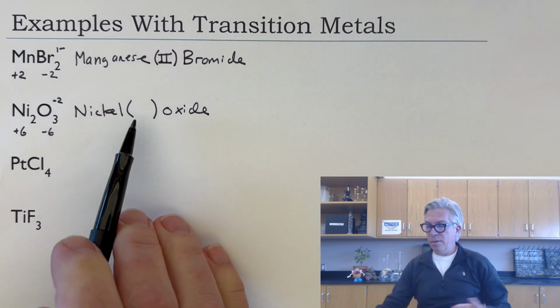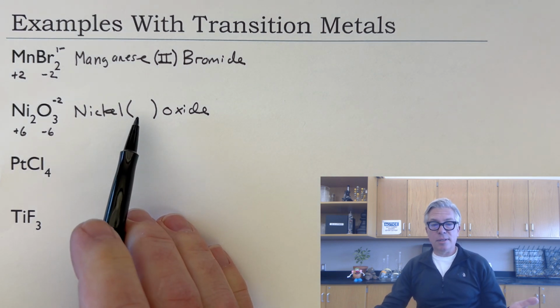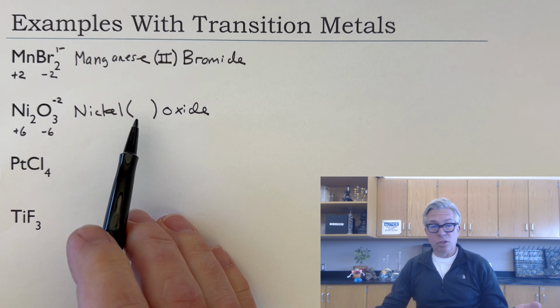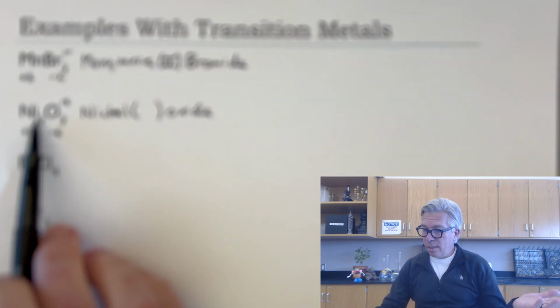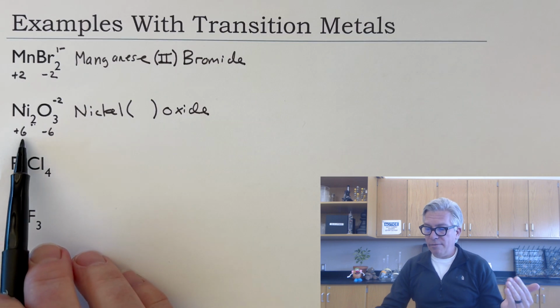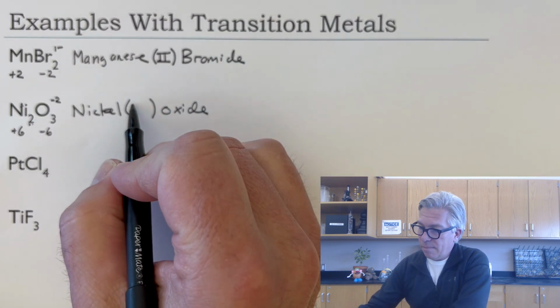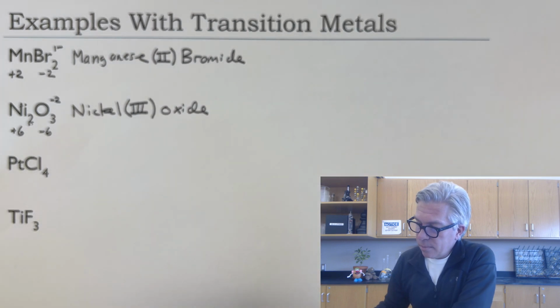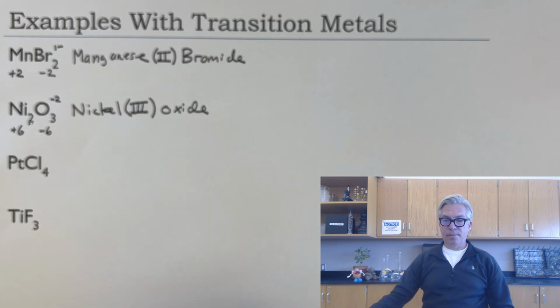Does that mean that I put a nickel 6 in these parentheses? Well, no. Nickel actually doesn't make a +6 charge as far as I know. But I do notice that there are two of them. So 2 nickels have to add up to +6. And that means that each nickel then is going to be a +3. Nickel(III) oxide.